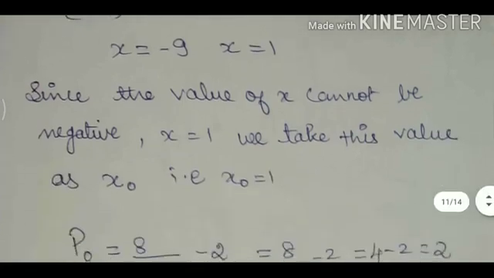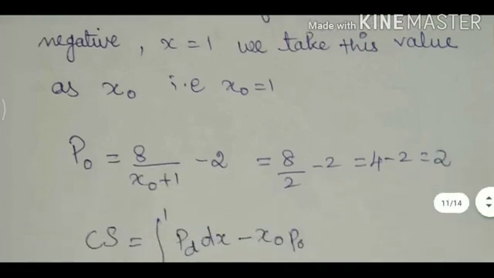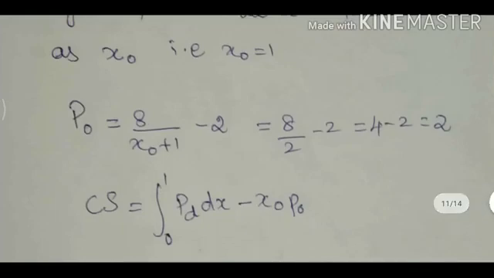Since the value of x cannot be negative, therefore the value of x equals 1 here. We take this value as x naught, that is x naught equals 1. Now we are finding the value of p naught by substituting this value in any equation. We may substitute in PS as well as PD. So 8 by (x naught plus 1) minus 2 equals 8 by 2 minus 2. We are getting the value 2 here.